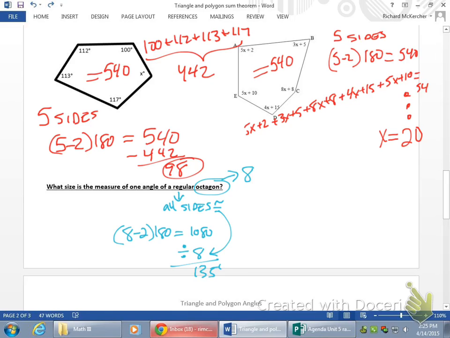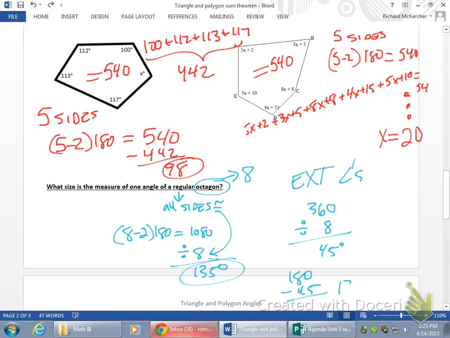I could have dealt with the exterior angle. We know that the exterior angles are 360, right? And since there's 8 exterior angles also, I can do 360 divided by 8 to get 45. And now those are the outside angles. So the outside angle is supplementary to the inside angle. And I subtract it to get the 135.